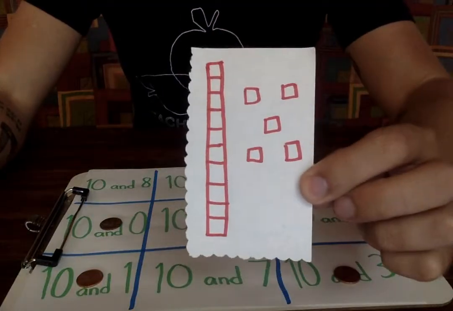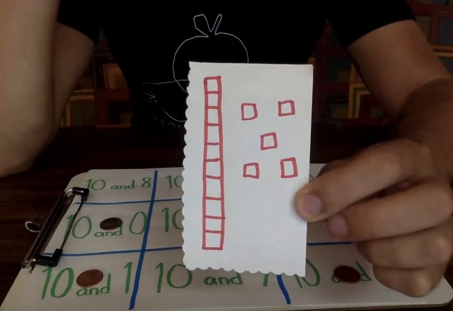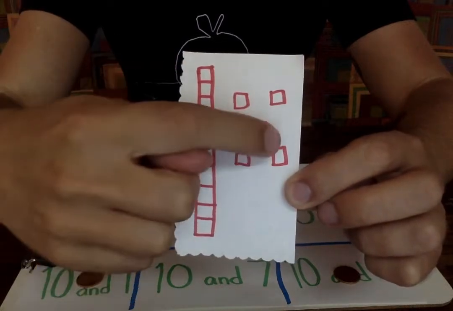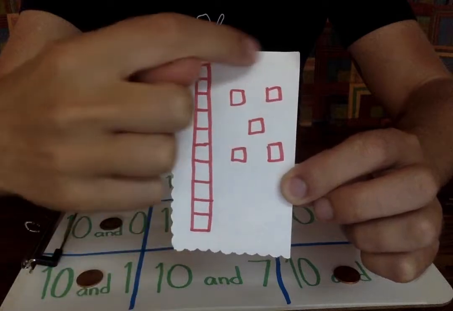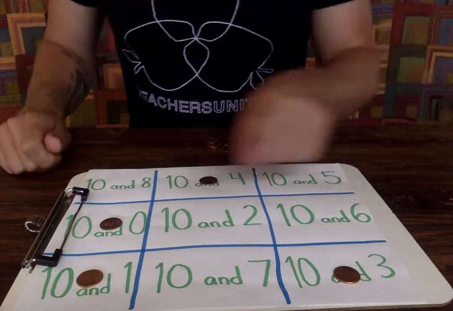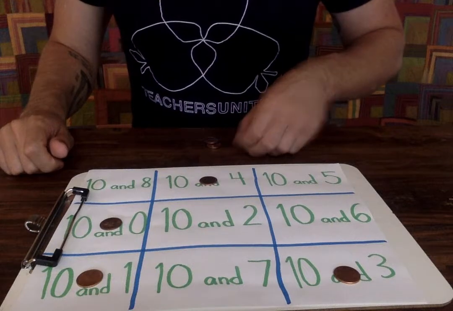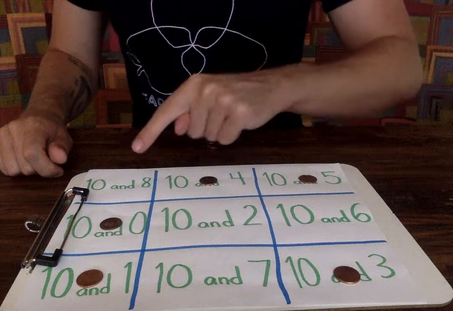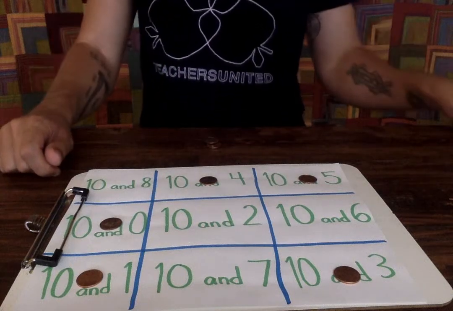Here's your next one. Okay, so I see my 10 group. And remember I said it's definitely okay to touch one, count one if you need to. 1, 2, 3, 4, 5. So I know I have 5 ones. So I have 10 and 5. Oh, in the corner. Oof, I almost have 3 in a row. Lots of different ways, but I don't quite have it yet.